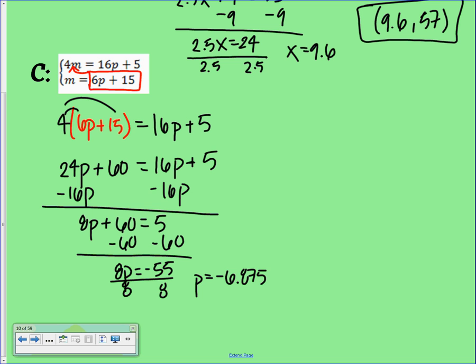Okay, again, I need to solve for my other variable. So this time I'm going to grab my second equation because it's a little bit easier to solve for m. So I'm going to have m equals 6 times p, which we know is negative 6.875, and then plus 15. If I plug that into my calculator, I'm going to get negative 26.25.